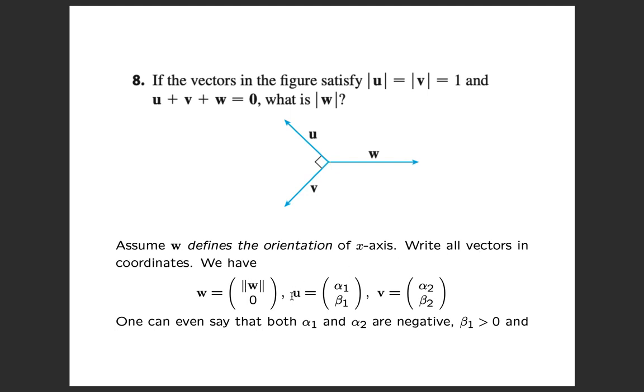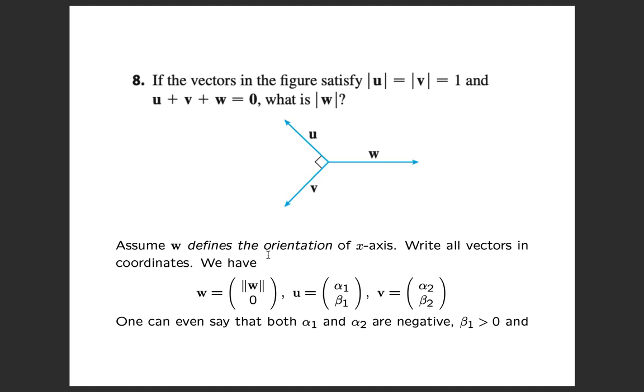So what do we have? Well, I don't know much about the first two, u and v, so I call their components alpha 1, beta 1, alpha 2, and beta 2. That's the only thing I know so far. I could say that both alpha 1 and alpha 2 are negative, and beta 1 is positive, because u is pointing upward while v is pointing downward. So both alpha 2 and beta 2 are indeed negative.